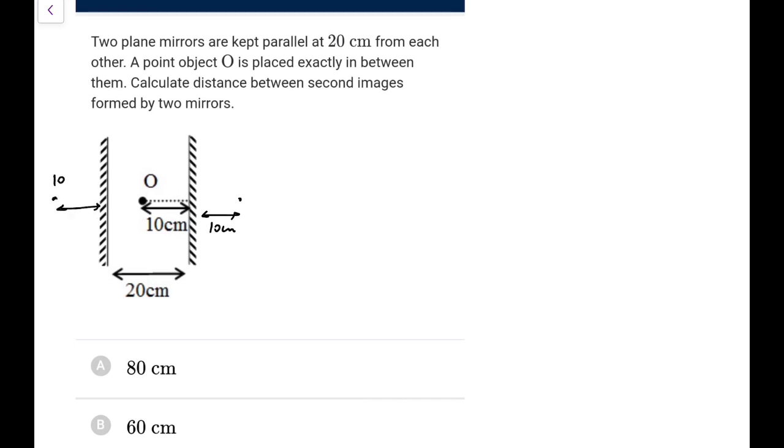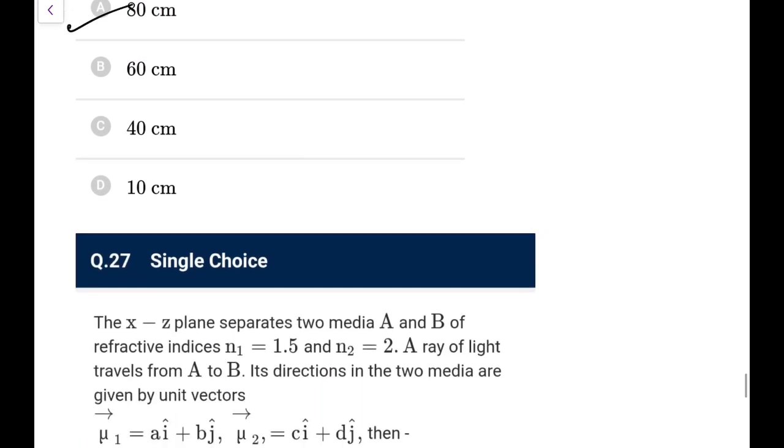Now this will act as an object at 30 degrees, so it would be 30 here, and again 30 there. So this is 30 from there, that is 30 from there, and the gap is 20, so 30, 30, 20. So the gap between these two images would be 80 centimeter. That's not a tough one for you.